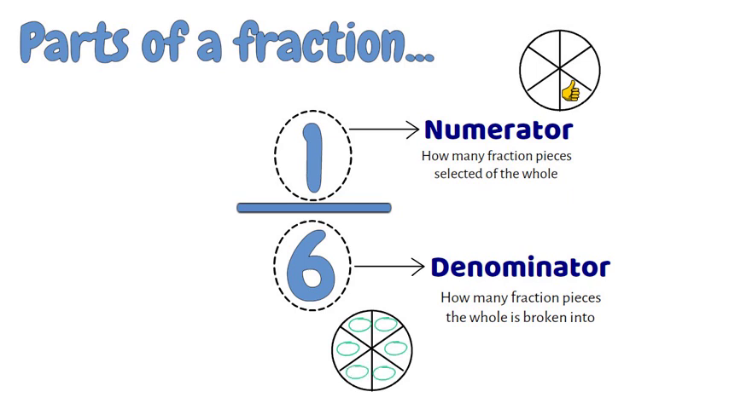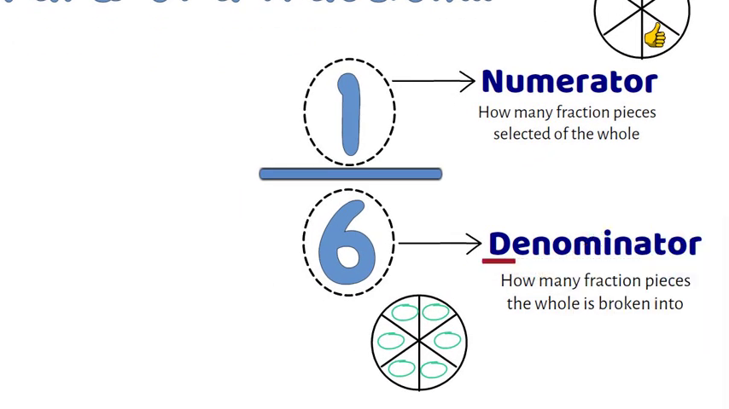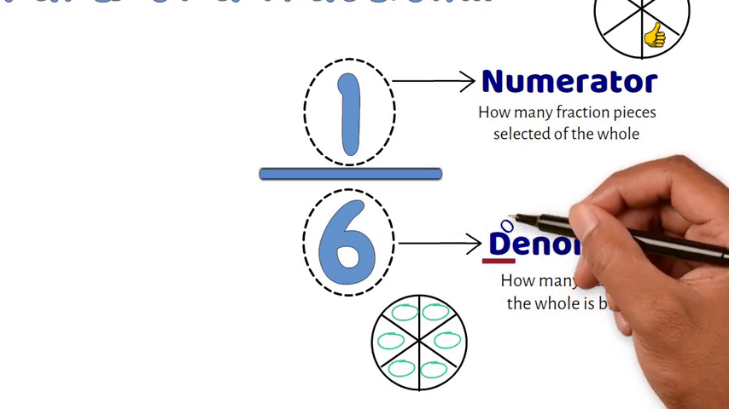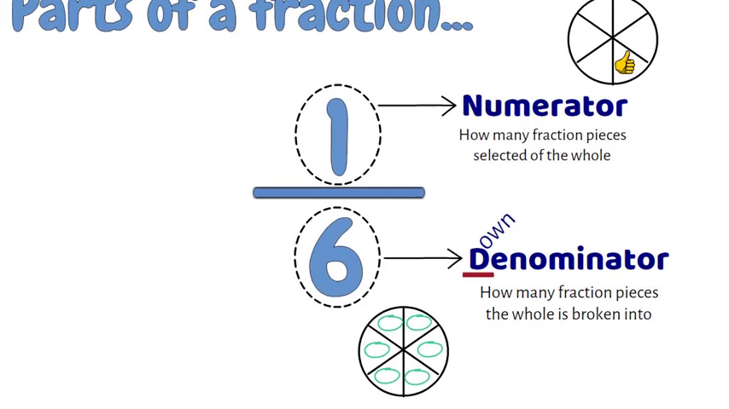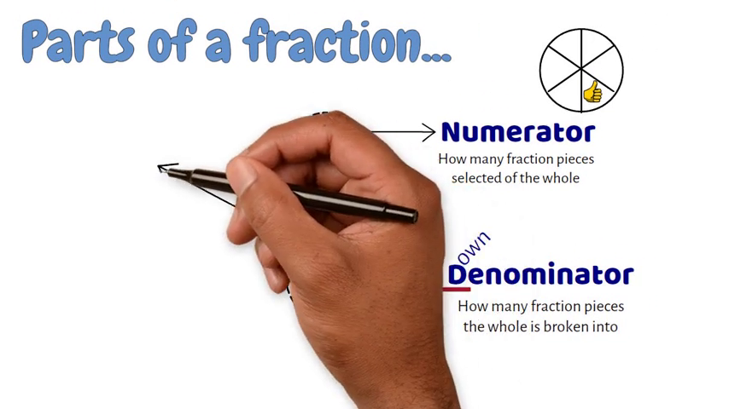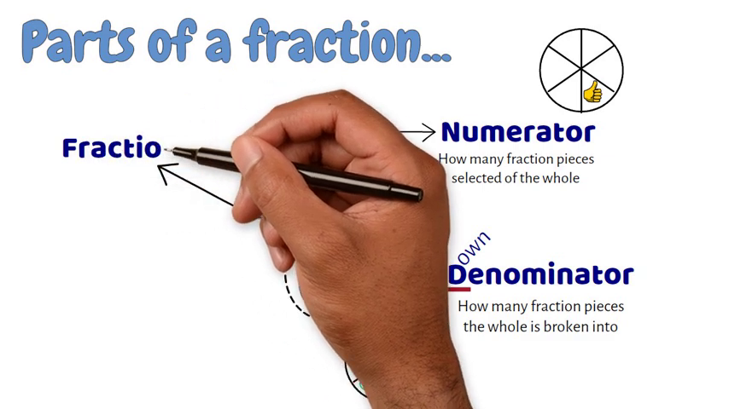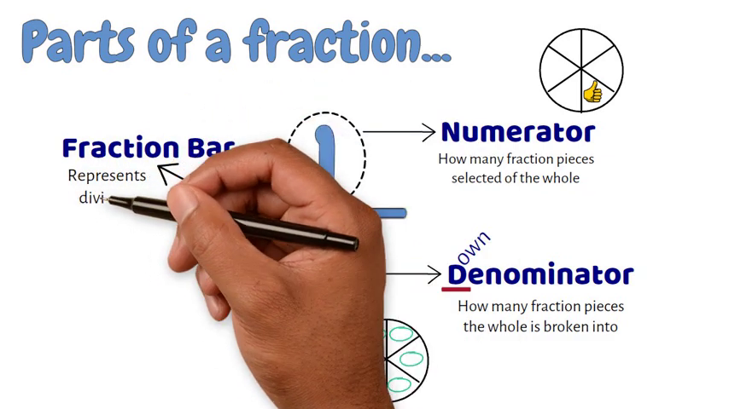into. A way to remember this is to think of the d in denominator as meaning down. This will remind you that the denominator is the number at the bottom of the fraction. The line between the numerator and the denominator is called the fraction bar, and it represents division.